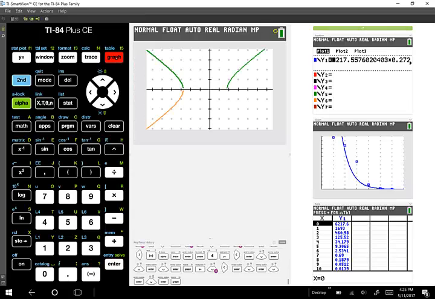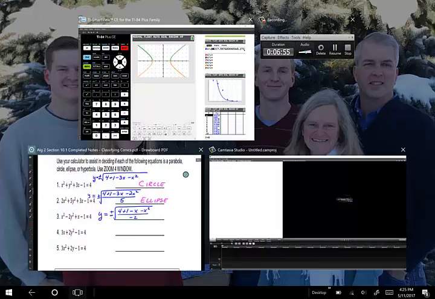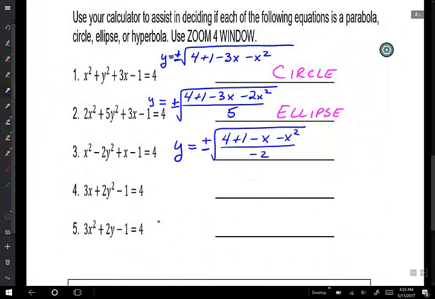Something new. So it kind of looks like two parabolas, but that's actually the shape of a hyperbola. So the positive is the green on the top, the negative is the orange on the bottom. So that's the graph of a hyperbola. So here we have, let's fill that in now. This is a hyperbola.